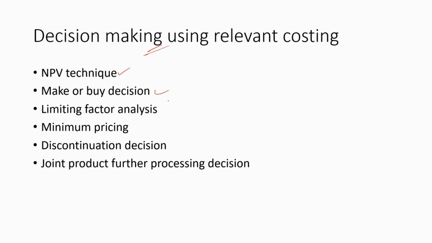Make or buy decision. Limiting factor analysis. Minimum pricing. Discontinuation decision. Joint product further processing decision. All these techniques will use the relevant costing method, which means only the relevant cash flows will be considered under each technique. The irrelevant cash flows will be ignored.